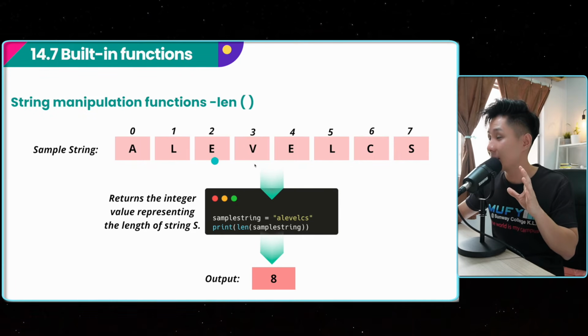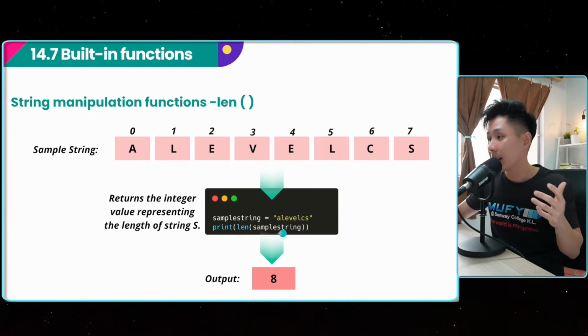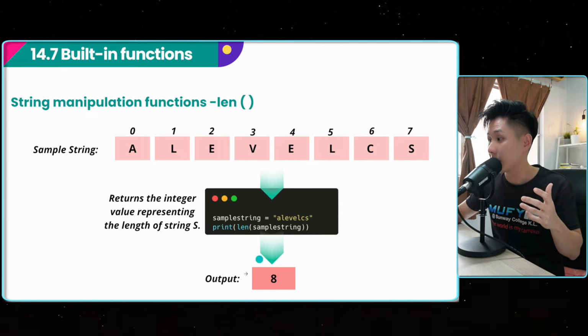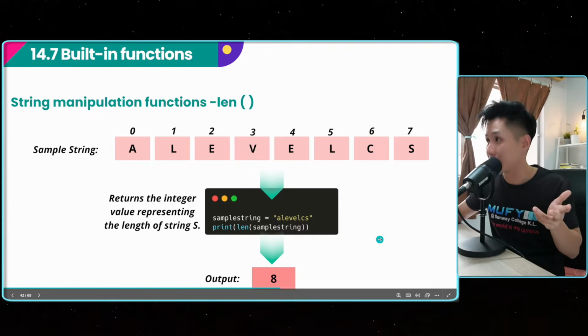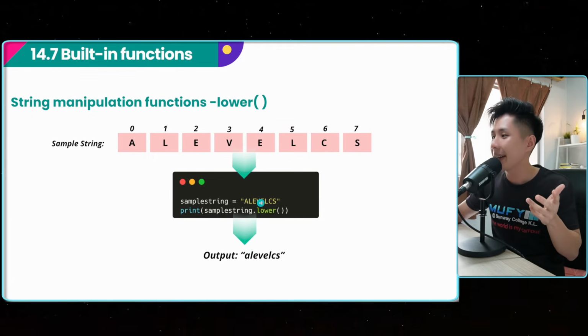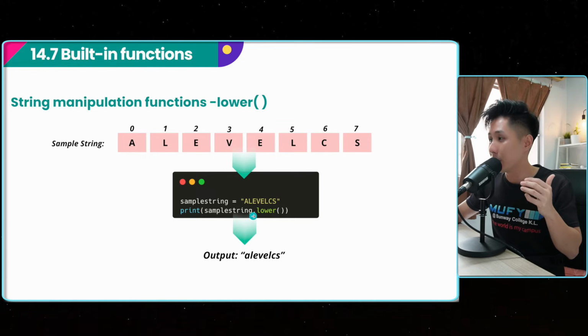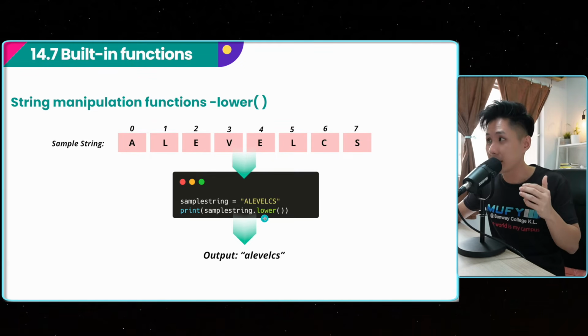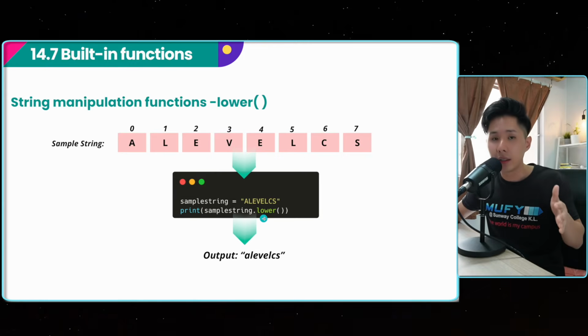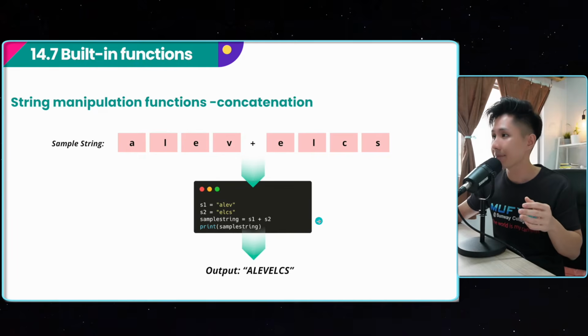So A level CS, you can see 1, 2, 3, 4, 5, 6, 7, 8. There are 8 characters here. That's why when you print the length of sample string, you'll get 8 as your answer. Pretty simple. Lower: if you have the string in uppercase and you use the function .lower, it will return the equivalent of the string in lowercase.